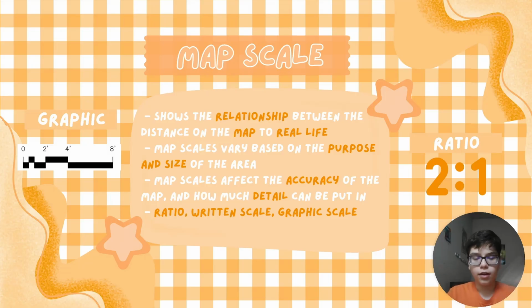You need to remember, the left-hand side is for map, the middle is a colon, you're always going to have that there, that shows there's a relationship, and then the right-hand side is real life.